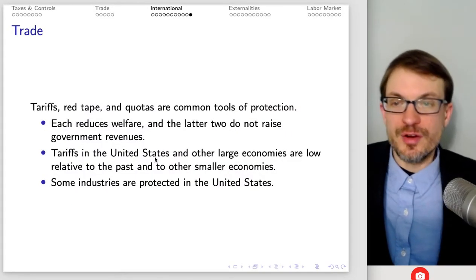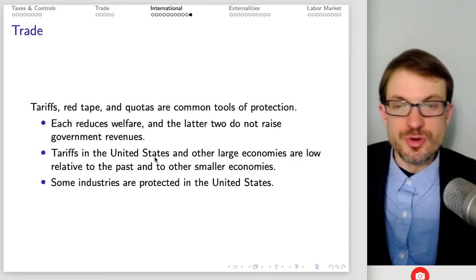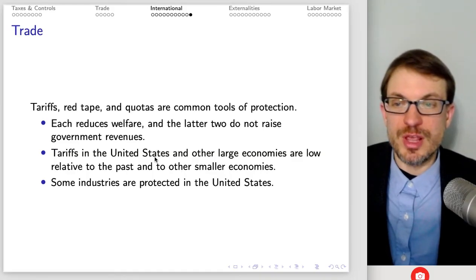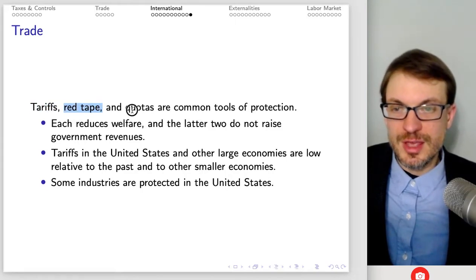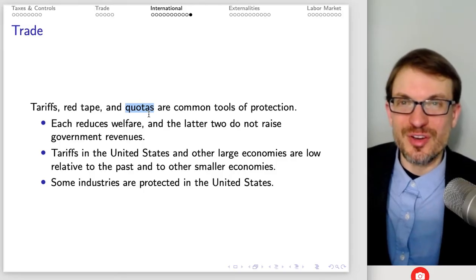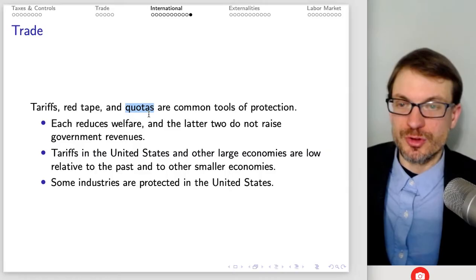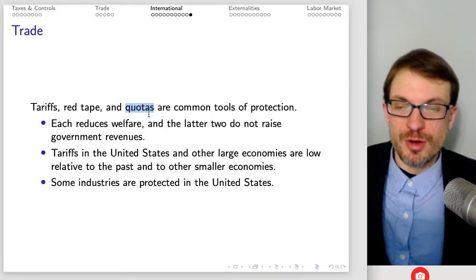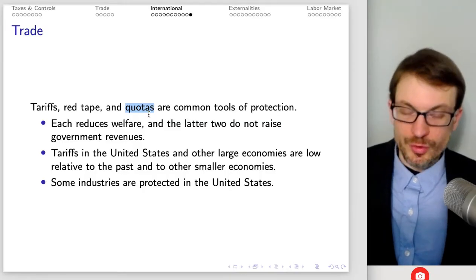Okay, so tariffs, red tape, and quotas are all common tools of protection. Each reduces welfare. The latter two do not raise government revenues, right? Red tape, that's just like bureaucracy. Quotas are quantity limits. There's an interesting anecdote about quotas and quantity limits for Toyota. So Toyota was limited to the amount of vehicles that they could bring into the U.S. market. So what did they do?